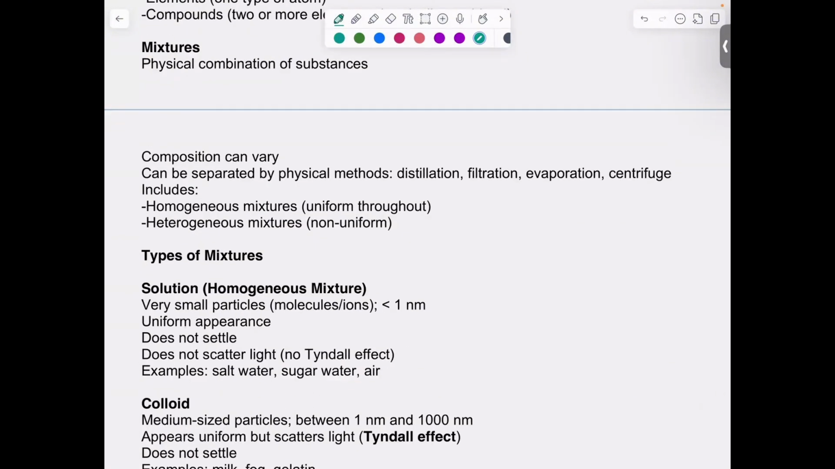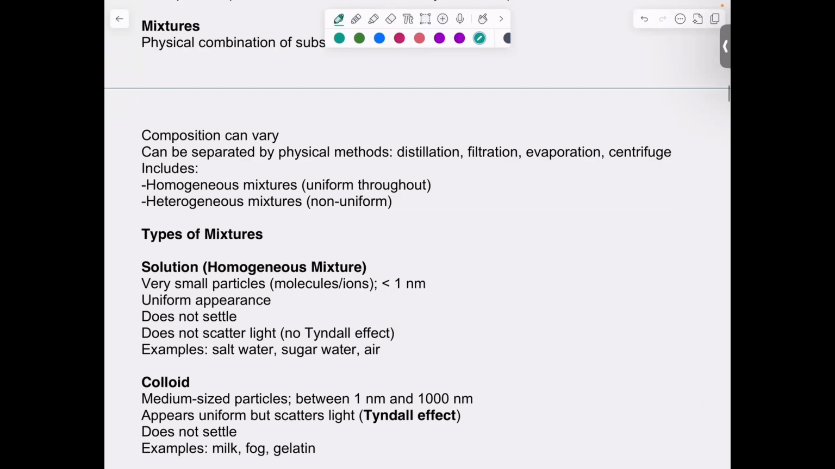Now, breaking down our types of mixtures, we can take this down further. We have what's called a solution, and it's a homogeneous mixture, very small particles, uniform in appearance, and whatever solid you put into that solution is not visible. It doesn't settle out. The classic examples would be salt water, sugar water, air. That's another mixture. I look at the air in front of me, I can't tell what's oxygen and what's nitrogen, what's carbon dioxide, what else could there be? Pollutants, sulfur, and so on. But hopefully you get the idea there.